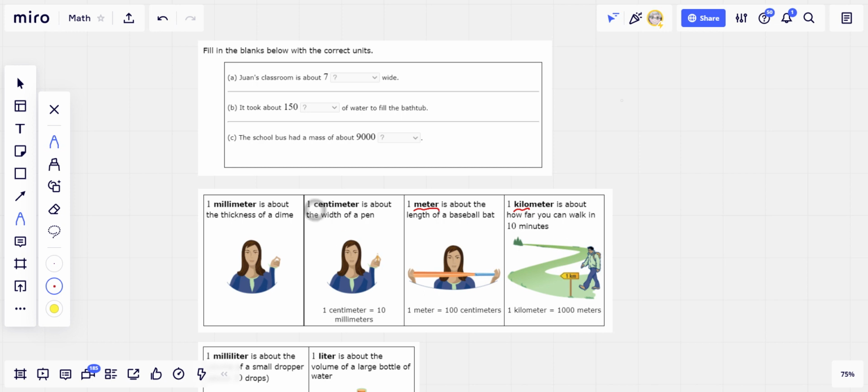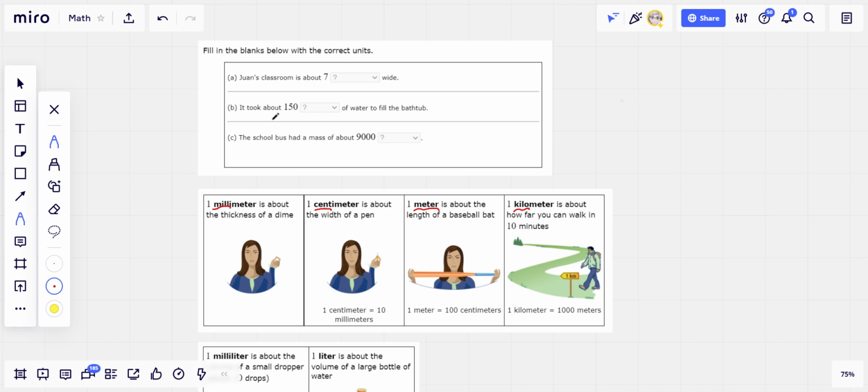A centimeter, centi means 1/100th. So you take that meter and you chop it up into 100 little bits. And it's a little less than an inch in those customary units. Here it says it's about the width of a pen. And a millimeter, that's 1/1,000th of a meter, so 1/10 of a centimeter. So you take a centimeter and chop it up into 10 parts, so tiny, about the thickness of a dime.